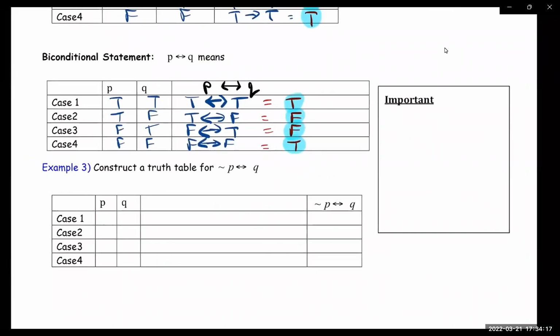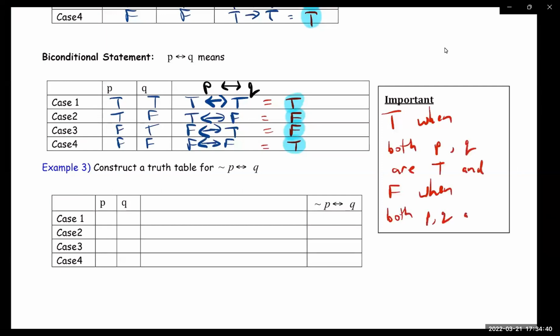All right, so this one's going to be true when both P and Q are true, and false when both P and Q are false. So if they're both true or they're both false, it's going to be true. But if one of them is true and one of them's false, then it's going to be false.